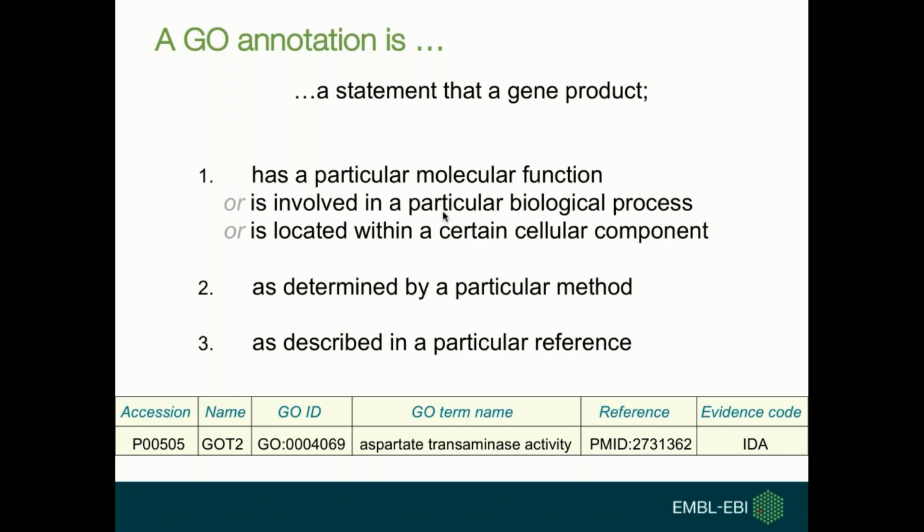It's a statement about a gene product. We usually say that it has a particular molecular function, or it's involved in a particular process, or it's located in a certain cellular compartment, as determined by a particular method. In this case, that is the evidence code over here on the bottom, if we're looking at the example here, and as described by a particular reference. So we have our gene product that has a particular activity, or is involved in a process, or is located somewhere in a cell, which is usually referred to by the GO ID and the GO term name, as supported, in this case, by a PMID, a paper from PubMed, and this is the type of evidence that supports it.